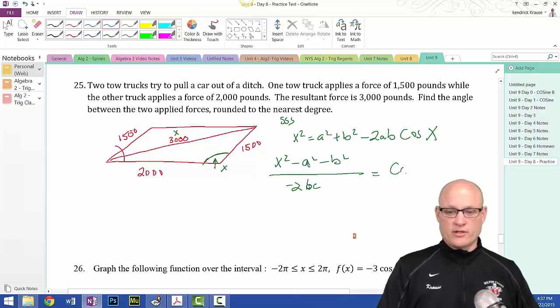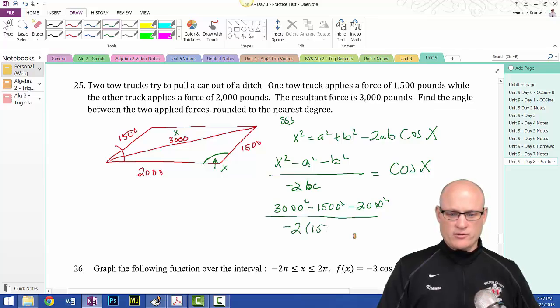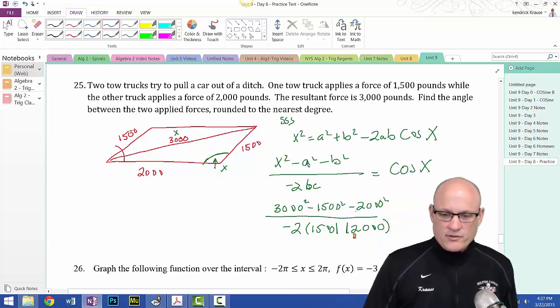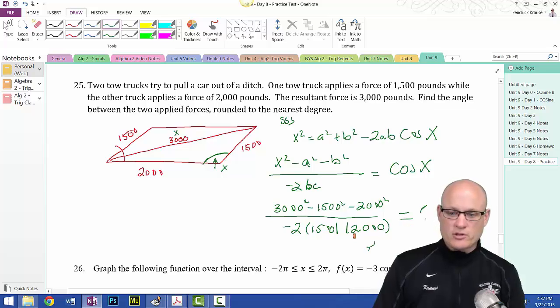And that's equal to cosine of x. All right, we're getting there. Hopefully we'll get 3,000 minus 3,000 squared minus 1,500 squared minus 2,000 squared, all over negative 2 times 1,500 times, oh my God, I'm sorry about this, guys, over 2,000. This is just depressing. I think the computer's as tired as I am. That is equal to cosine of x.